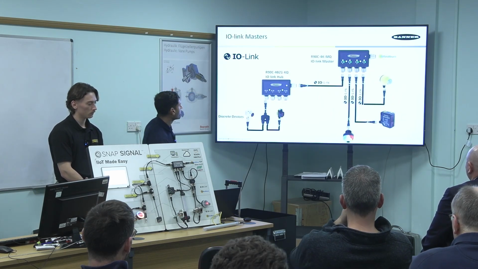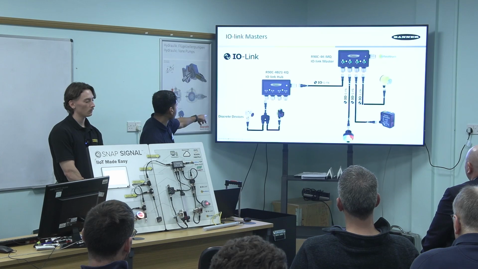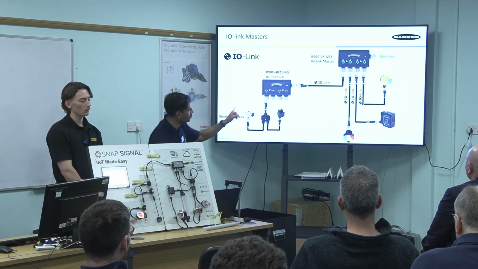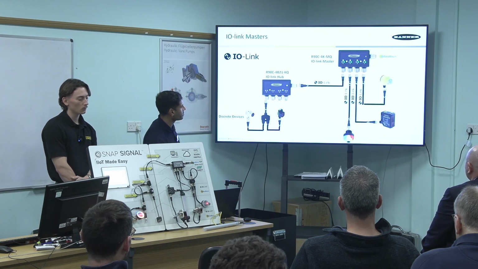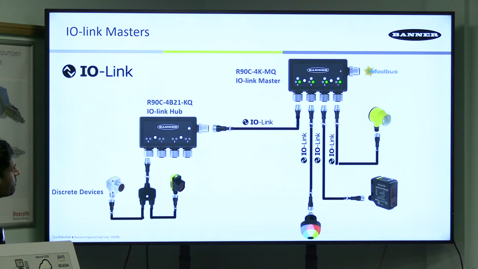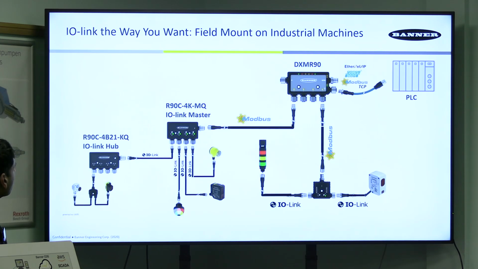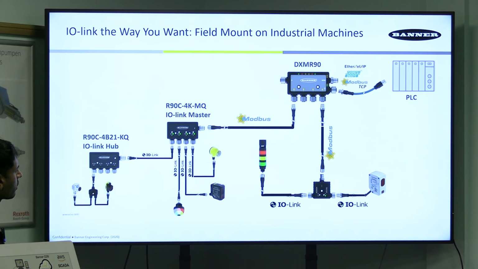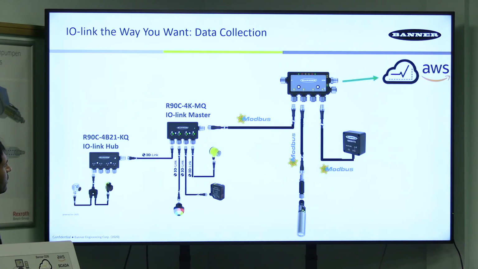And these are some other topologies. We could mix discrete signals via a hub into our IO-Link master, or we can use our IO-Link devices directly into the controller. Here's some more topologies of how we can use a 2-port IO-Link to Modbus master, a 4-port, and it's just ways of capturing that data and sending it out to a PLC.